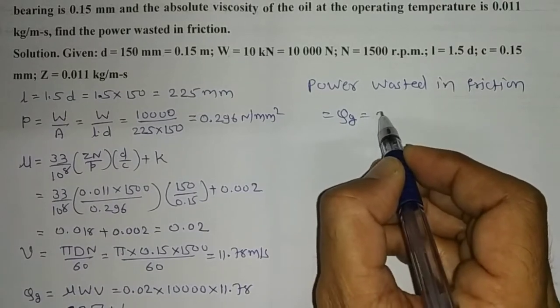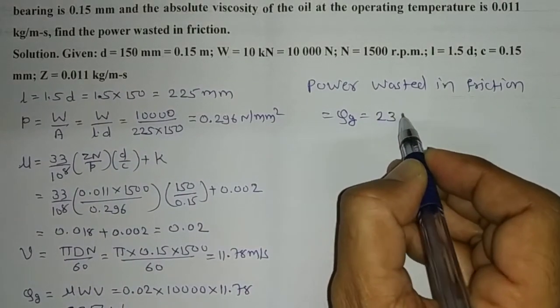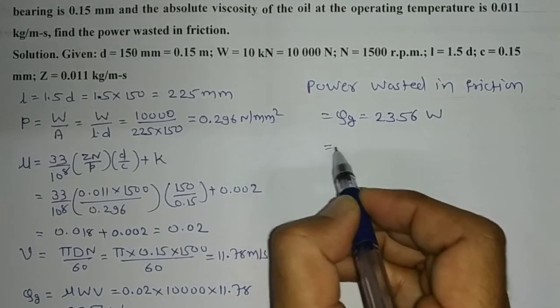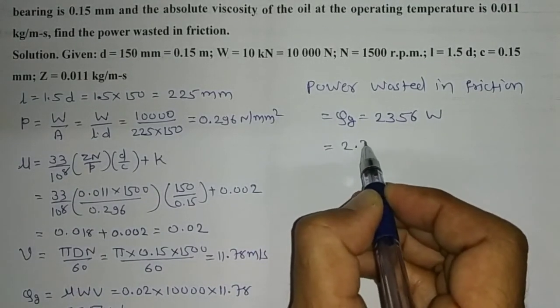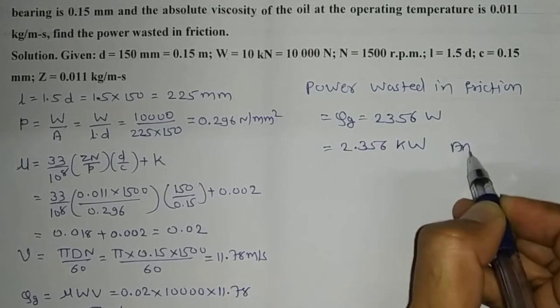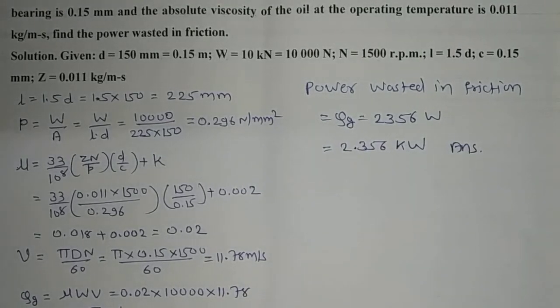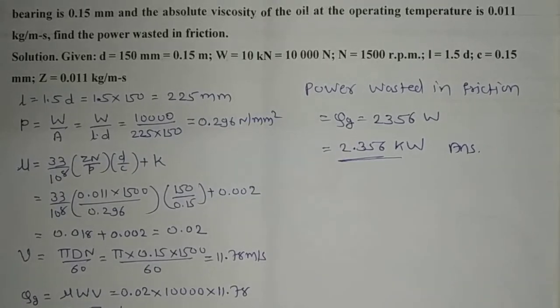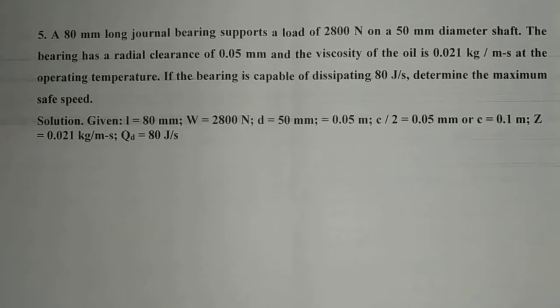So it is equal to 2356 watt, which is equal to 2.356 kilowatt. This is our answer. So the power wasted or the power lost due to the friction is equal to 2.356 kilowatt.